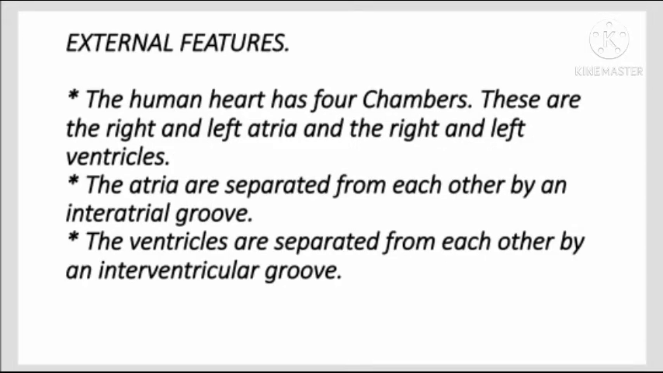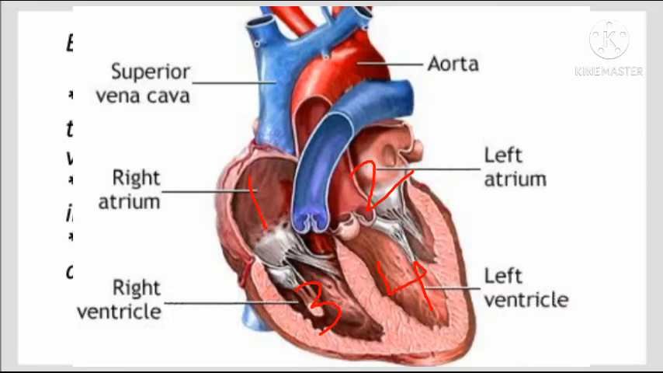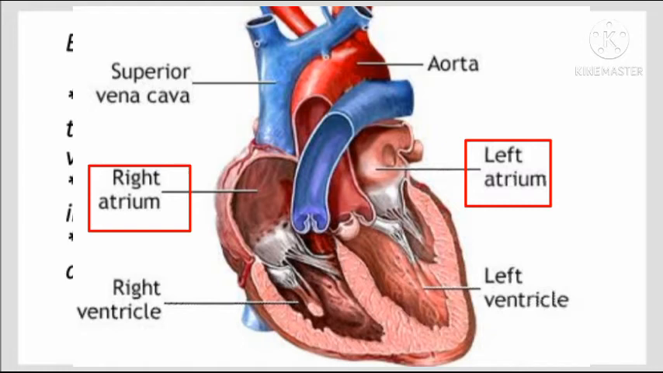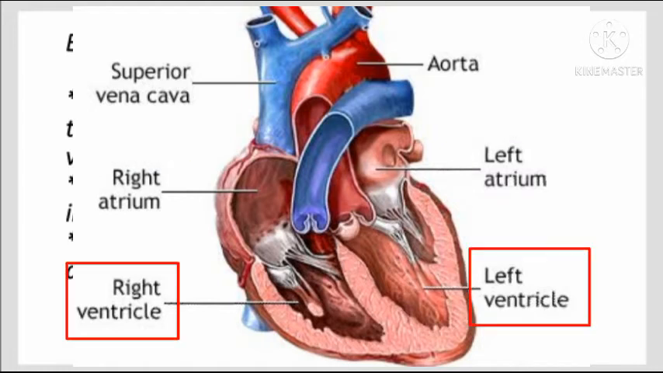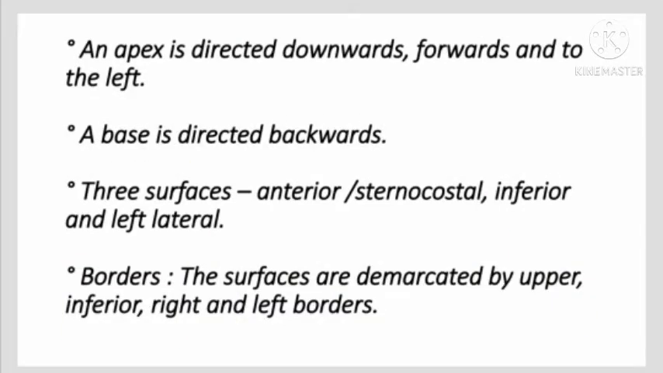External features. The human heart has 4 chambers. These are the right and left atria and the right and left ventricles. In this diagram, you can see the 4 chambers of the heart, the right and left atria and the right and left ventricle. An apex is directed downward, forward and to the left.